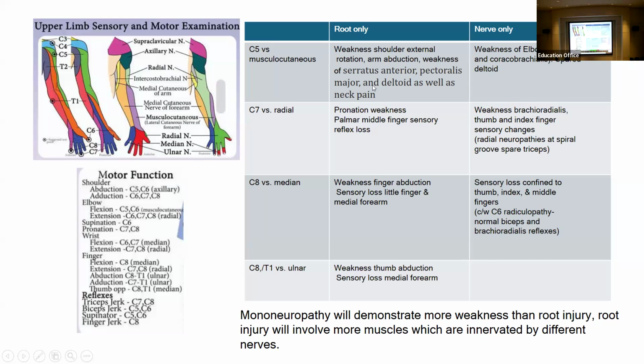And this figure shows you the differentiation between the symptoms related to root damage only and peripheral nerve damage only. It's kind of busy, and I will not go over the details, but in general, mononeuropathy will demonstrate more weakness than a root injury, because the muscles usually are innervated by more than one root. Also, a root injury will involve more muscles, which are innervated by different peripheral nerves. Okay.